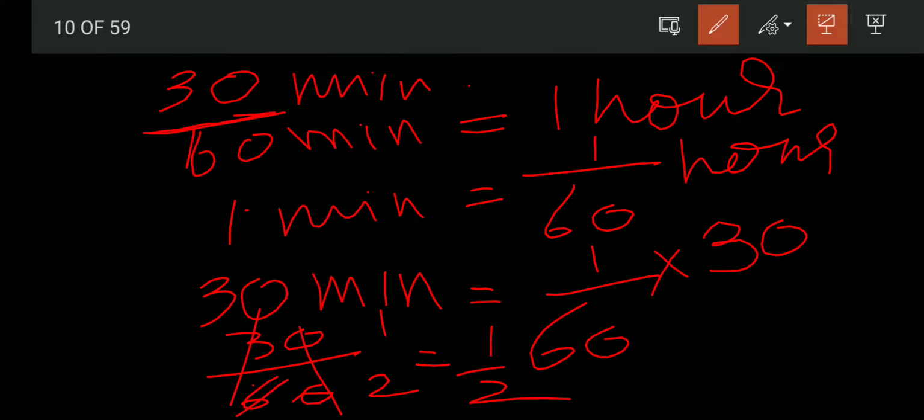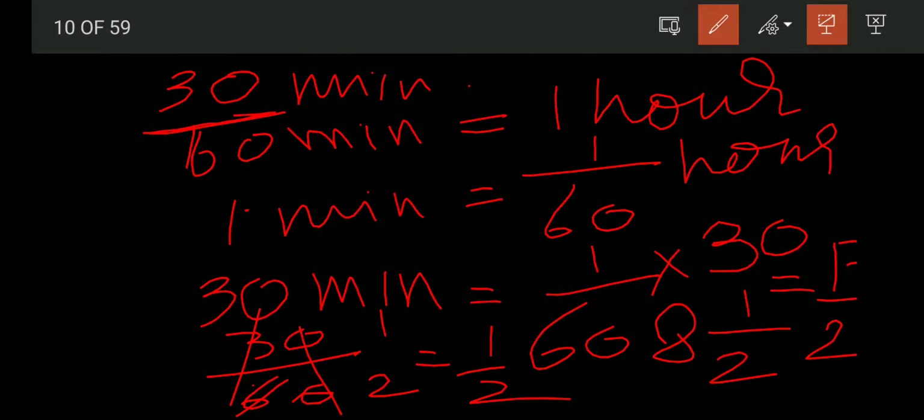Now this 8 hours is written like this. 8, that becomes 8 whole, 1 by 2. So 2 8s are 16 plus 1, 17 by 2. This is hours.